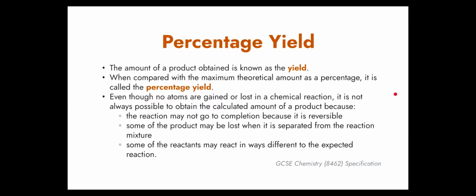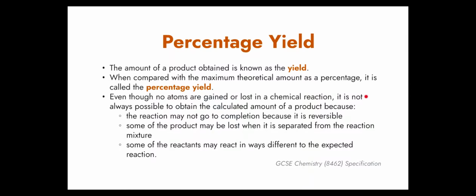Theoretical yield is the amount of the product that we expect to produce. And we can get this amount by using the balanced chemical equation, which we will talk about in a few minutes. But this is how we calculate the percentage yield.